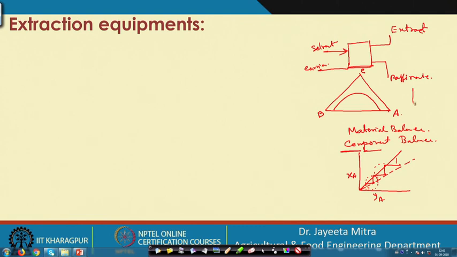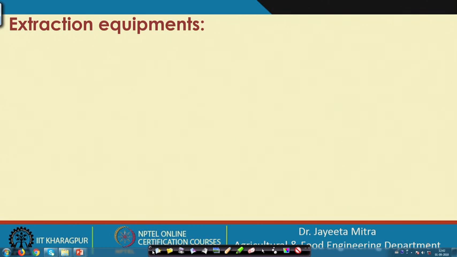Similarly, for leaching, if you remember, we had this kind of plot, the ideal plot for x_A versus y_A, and then we have some operating plot which has some variation from the ideal situation. All those things are there, and finally, we will come to the equipment section. For extraction there are many kinds of equipment, and we will discuss some of them here just to give you a brief idea of their types.